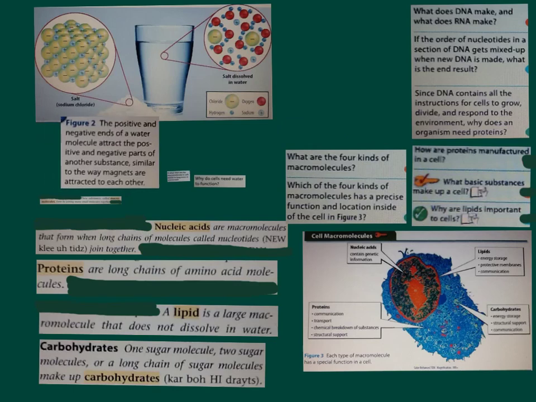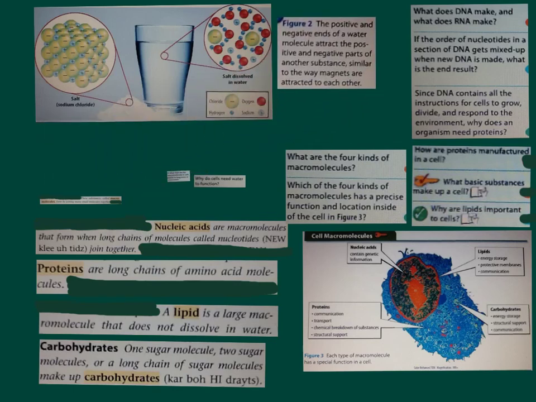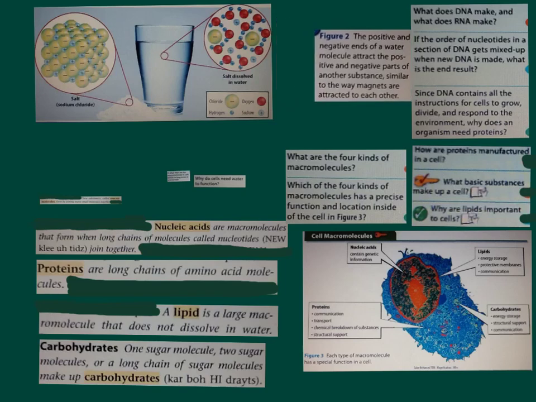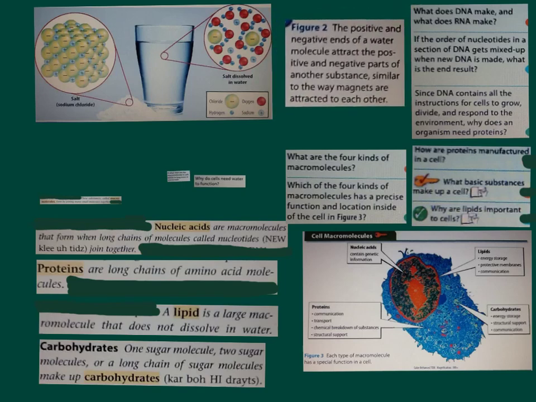A water molecule has two areas. An area that is more negative, called the negative end, this end can attract the positive part of another substance. An area that is more positive, called the positive end, this end can attract the negative part of another substance. Examine figure 2 to see how the positive and negative ends of water molecules dissolve salt crystals. Okay, so let's take a look at the example that's here. Hold on just a second.